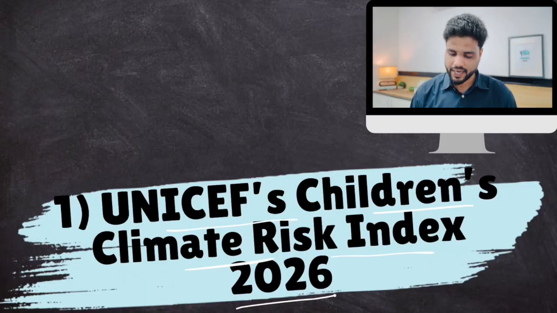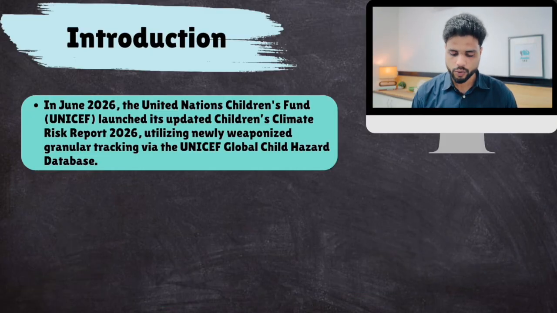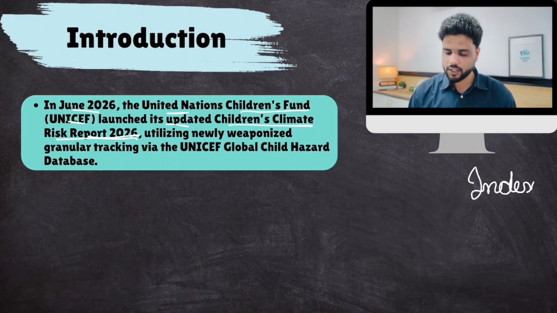So let's begin. UNICEF's Children's Climate Risk Index 2026. So in June 2026, the United Nations Children's Fund launched its updated Children's Climate Risk Report. In that report, they come out with an index. An index is basically a score given to each country.